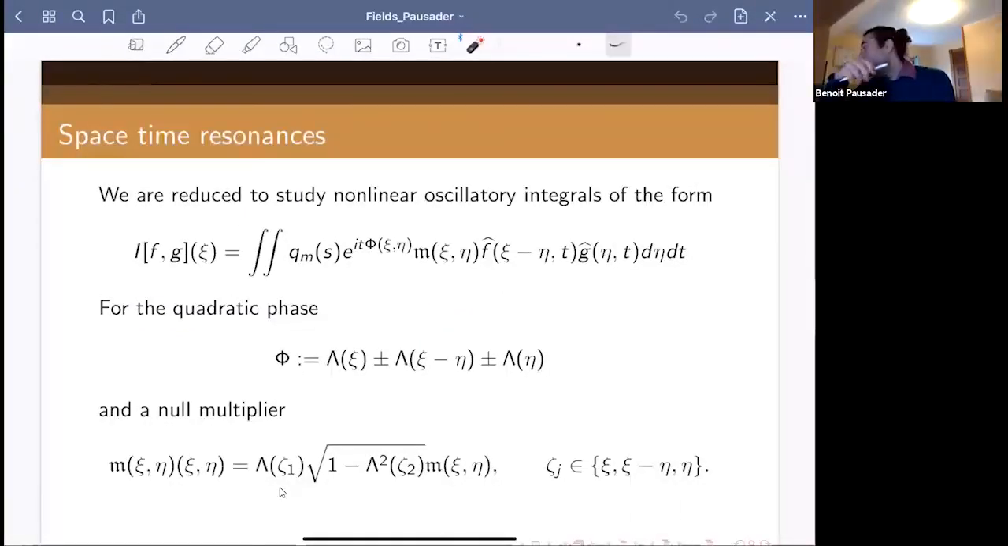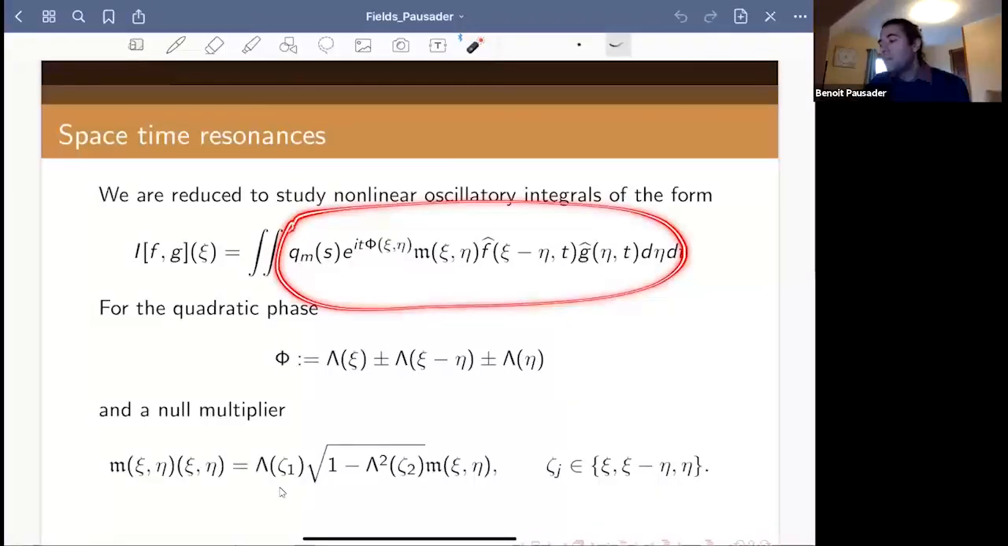And now we arrive at the last step of the analysis, which is to try to do the dispersive analysis. Because after using the reformulation, we have made it into a dispersive system, then using the Duhamel formula, as Alex presented, we can express the contribution as those nonlinear oscillatory integrals.